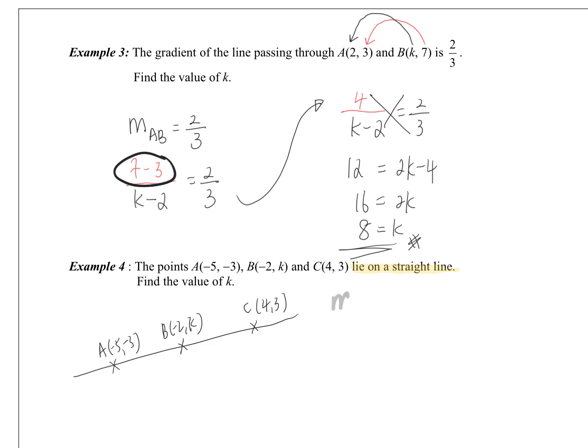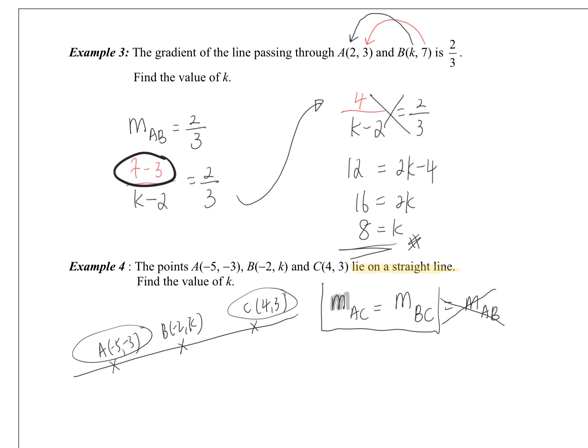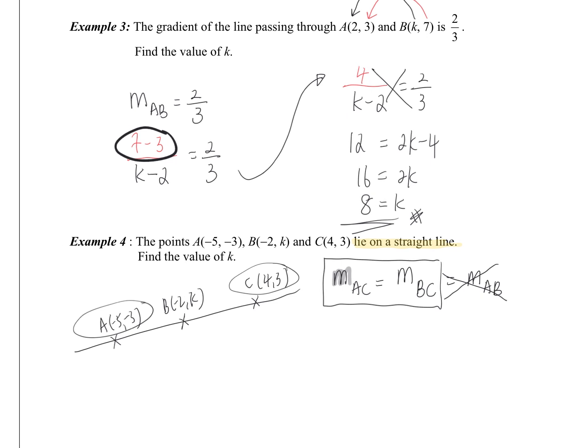So I will pick gradient of AC because there are no unknowns. I can calculate the gradient immediately. So I'll pick gradient of AC should be equal to the gradient of BC. It is also actually equal to the gradient of AB. But I don't need to show all. I just need to pick a pair. So I will drop AB. I will just refer to these two. So when I find gradient of AC, I do y2 minus y1 over x2 minus x1.